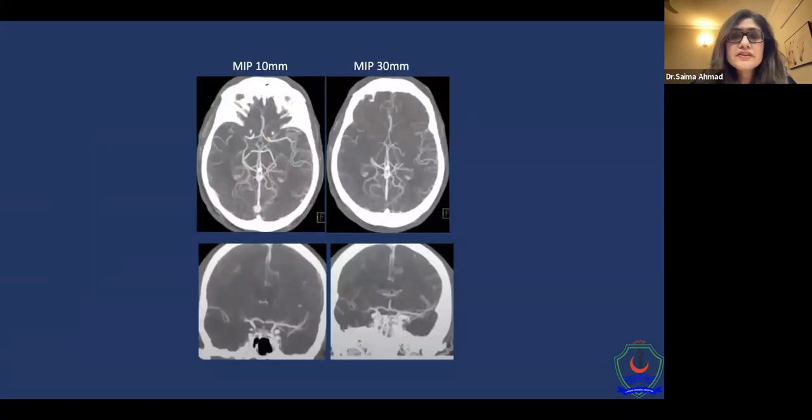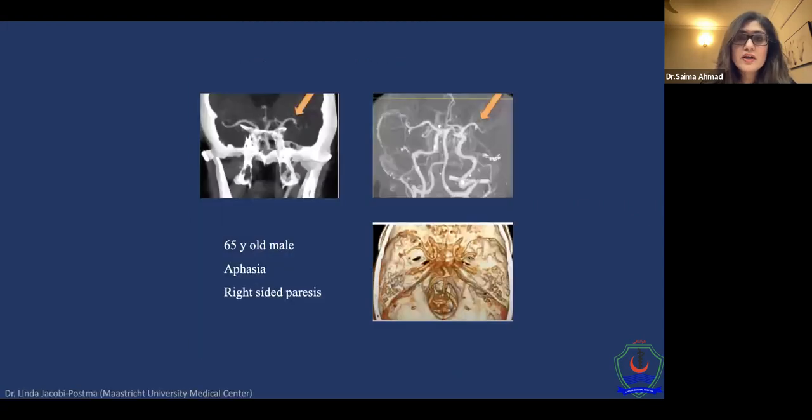As far as MIP is concerned, you can use the 10 mm and 30 mm. And you shouldn't use thicker than 30 mm, because in that case, you miss the arterial phase, and you can see the venous enhancement. But in these, you can see that with the 30 mm MIP, it's difficult to see the carotids here. So the ideal is 10 mm MIP, but you can also do with the 30 mm. You can play around with this if you know how to do it.